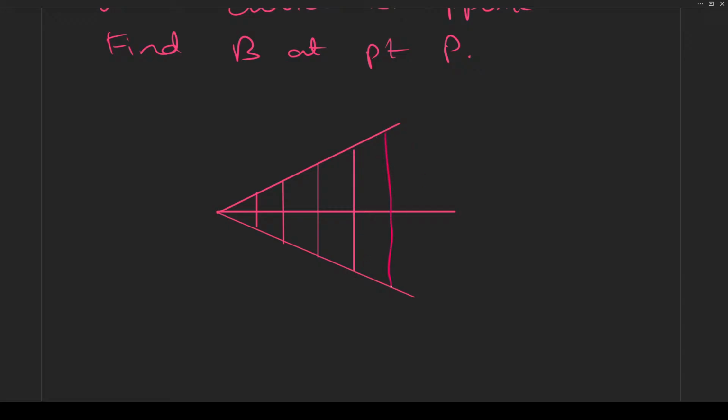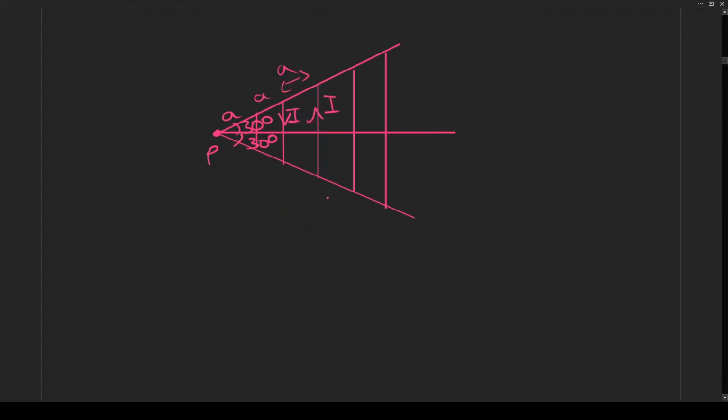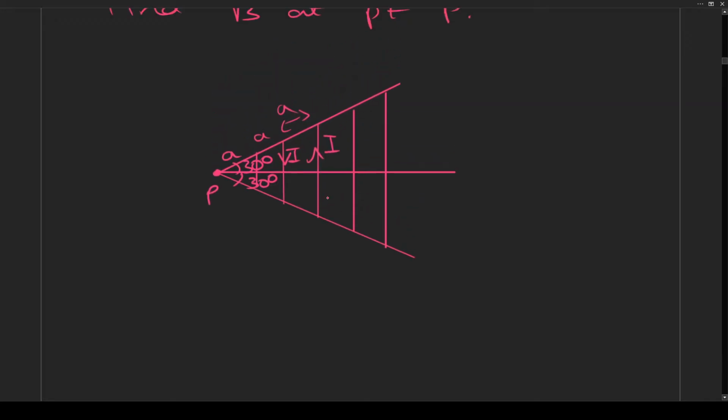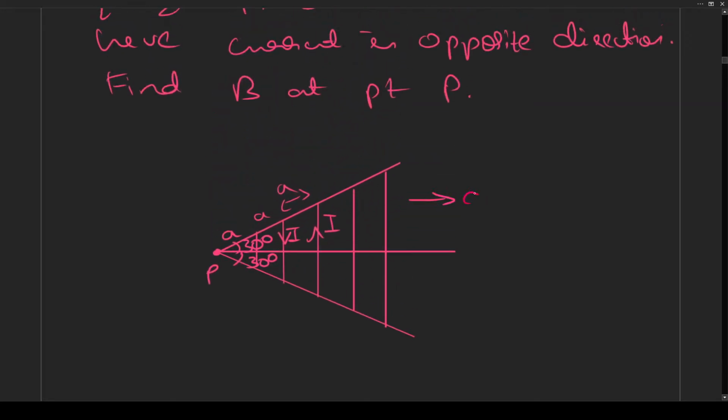There's a diagram here where this is point P, this is distance A, all is A, and here this angle is 30 degrees, this is also 30 degrees, and the current is going in this direction for these wires and in this direction for adjacent wires. Adjacent wires will have opposite current direction, and this goes on for infinity.